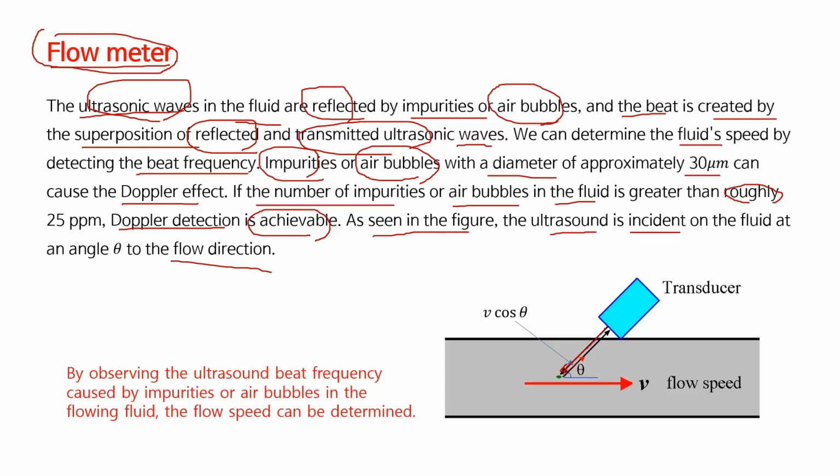So ultrasound is sent in this direction. Then this ultrasound is refracted from the impurities or air bubbles to this direction, the backscatter direction. Then we can have the beat frequency. We already discussed the beat frequency in the previous slide. So by observing the ultrasound beat frequency caused by impurities or air bubbles in the flowing fluid, the flow speed can be determined.